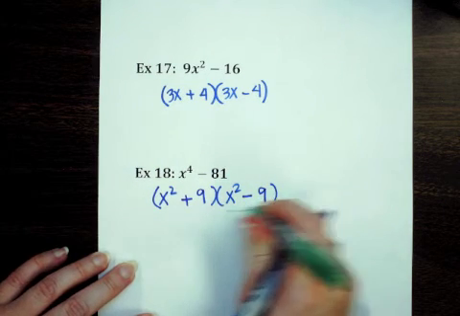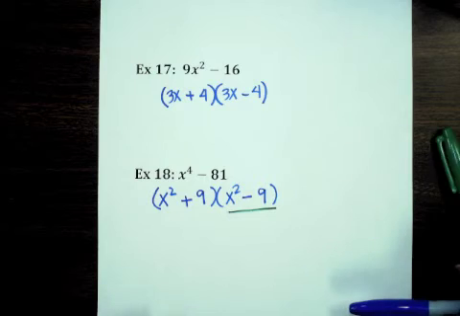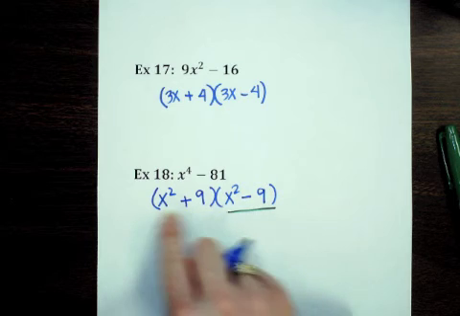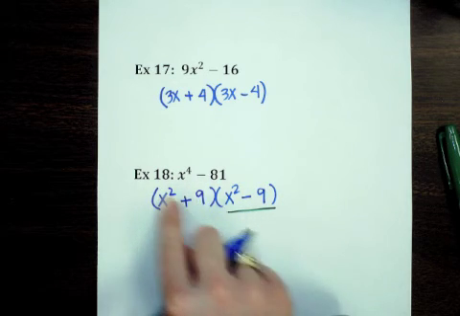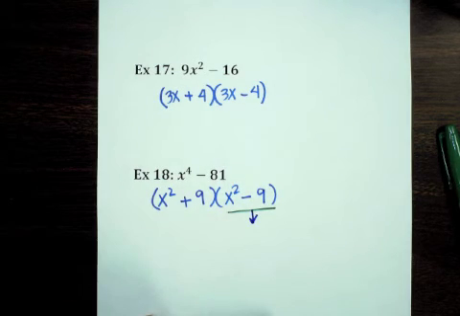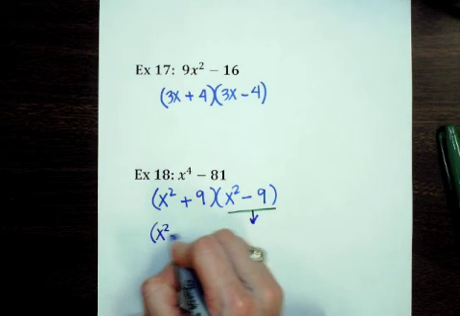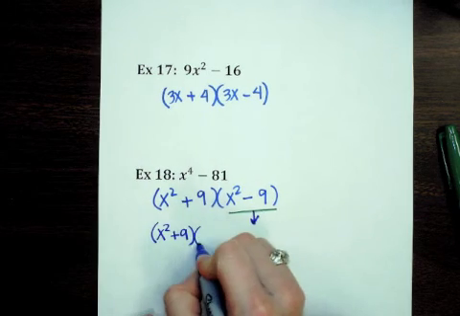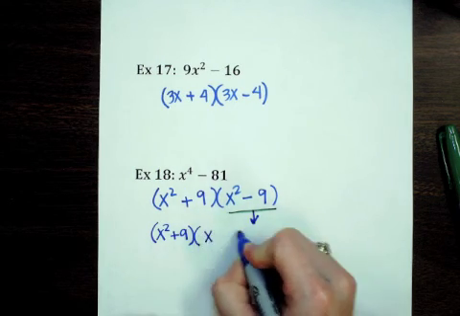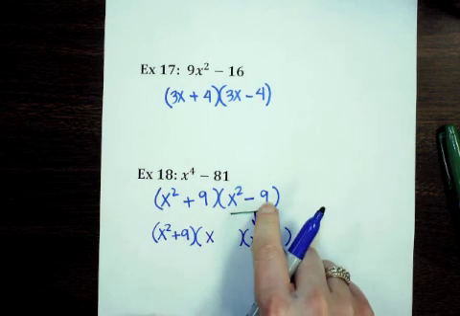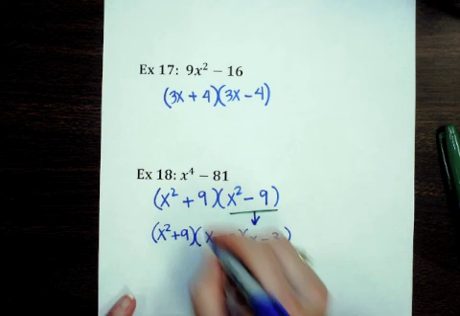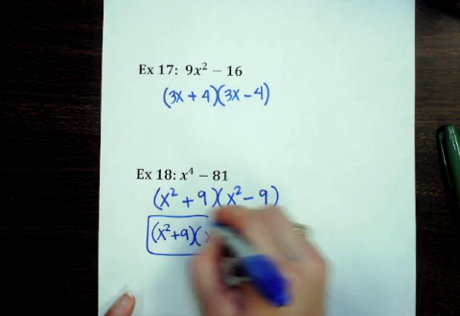If I look over here, x squared minus 9 is also a difference of squares. Now, we have no such property that is a sum of squares. This piece right here is already factored as far as it can go. But this one we can factor further. So let's go ahead and write down our first factor of x squared plus 9. And now, how do I factor x squared minus 9? So what's the square root of x squared? X. And what's the square root of 9? 3. Again, plus in one, minus in the other. And that's your final answer for number 18.